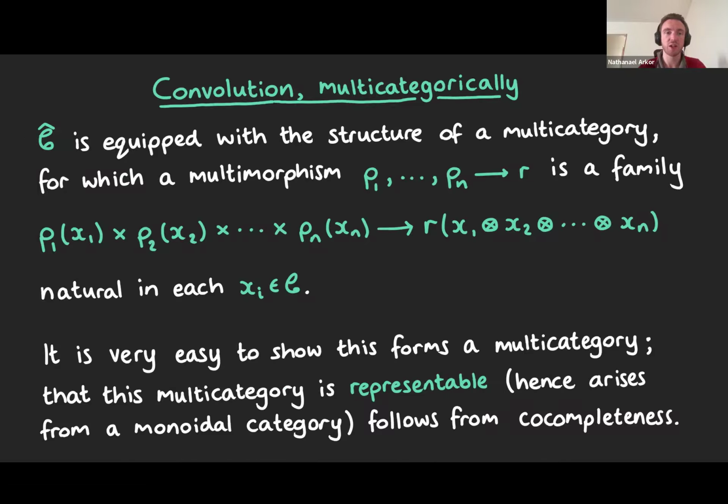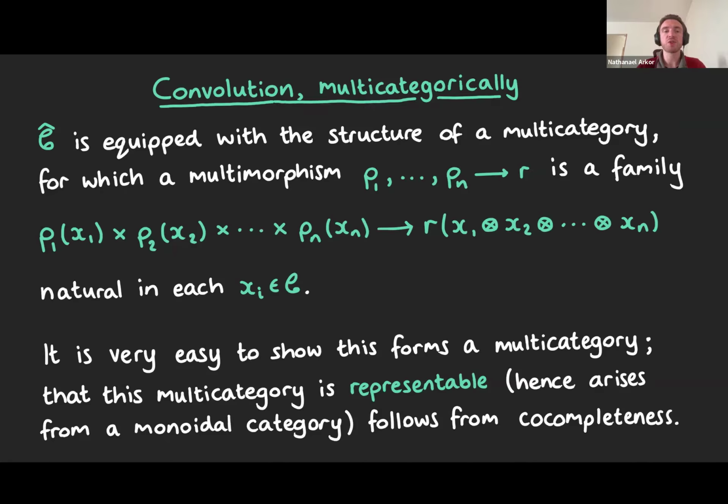Now, it turns out that if you try to define this multi-category structure directly on the presheaf category, it's very easy. It doesn't take much work to show this does indeed define a multi-category, and it's a lot simpler than proving that the usual Cohen formula for the tensor product in the monoidal structure on a presheaf category is indeed a monoidal structure.